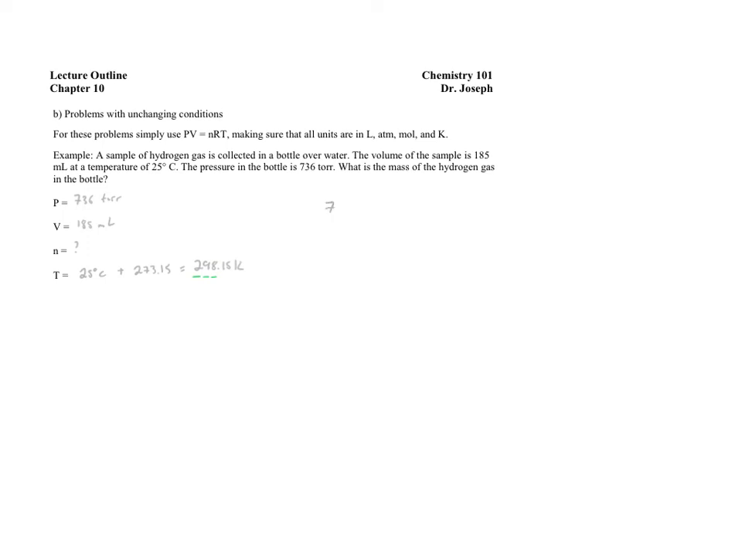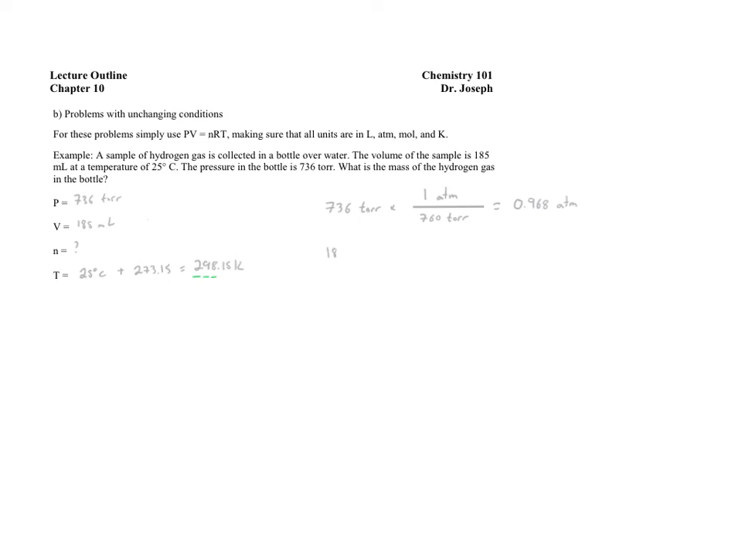The next thing we need to do is convert torr into atmospheres. So for that, let's write out a conversion factor. We've got 736 torr, and we're going to multiply that by the conversion factor that goes between atmospheres and torr. Remember that 1 millimeter of mercury is equal to 1 torr, and 760 torr is equal to 1 atmosphere. So our conversion factor looks like this, and we get 0.968 atmospheres from 736 torr. That is 3 significant figures.